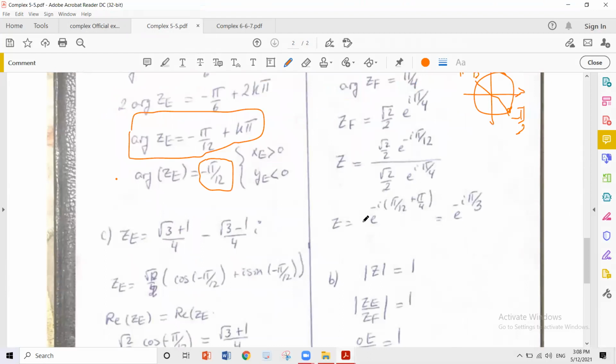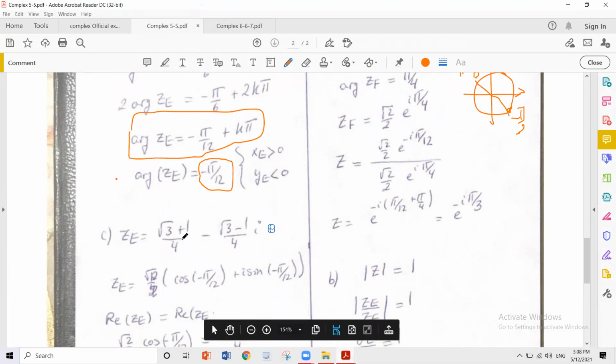So here, ZE equals radical 3 plus 1 minus radical 3 minus 1 over 4i. This is the algebraic form. The trigonometric form is radical 2 over 2 cosine minus pi over 12 plus I sine minus pi over 12.